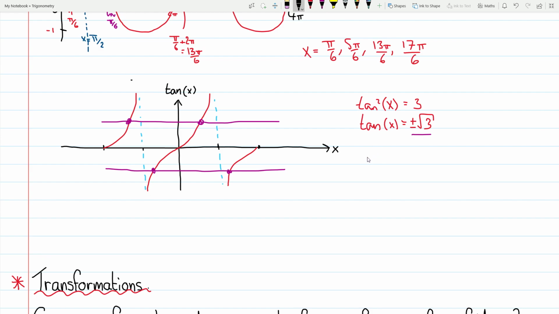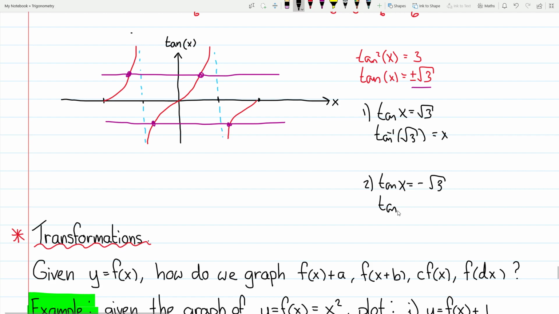Now you can solve this in 2 cases. You can do tan of x equals the square root of 3, and you can do the other case where tan of x equals minus the square root of 3. And remember, you start this off by simply evaluating the inverse. So we take the output, and this will give you the input. So this will give you x. I'll let you calculate on that calculator. And similarly, tan inverse of negative the square root of 3 will give you another value of x.